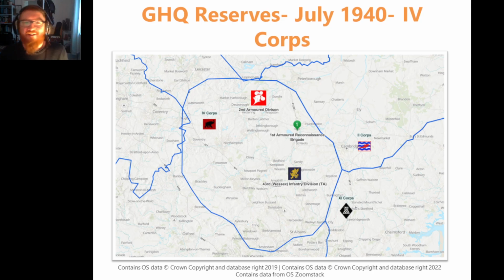Forgot about that. Anyway, these were some of the better equipped units. So the 2nd Armoured Division, the 1st Armoured Reconnaissance Brigade, and the 43rd Wessex Infantry Division, which was a TA unit. These were supplied with vehicles to allow them to be more mobile and to provide this counter-attacking role.